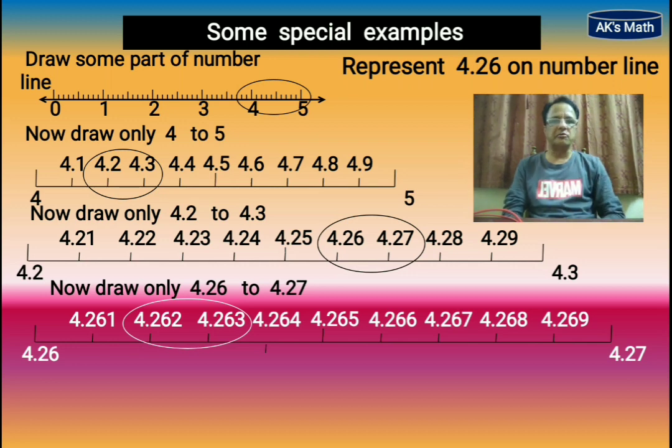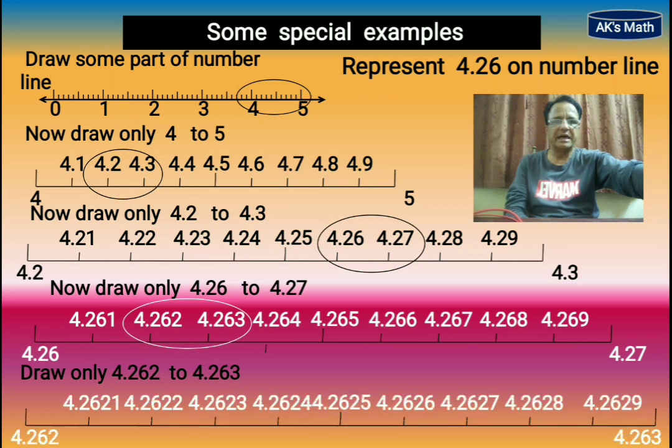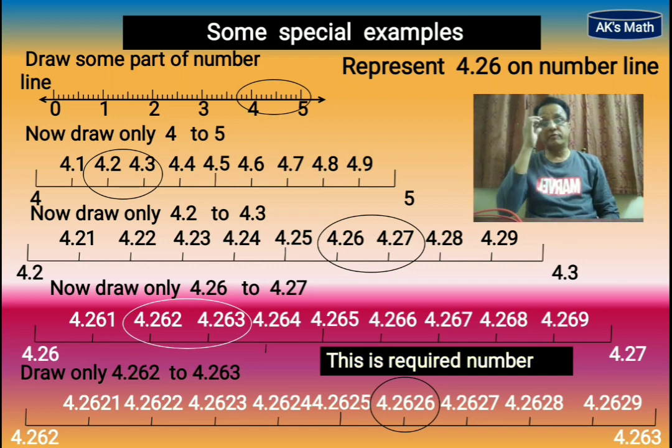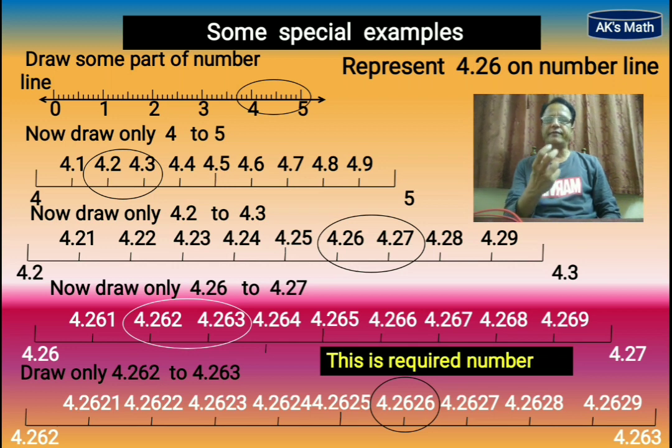So again you have to visualize and enlarge that particular part. It will be like this: 4.262, 4.263, and 4.2621, 4.2622, 4.2623. In this way, you enlarge that part and now find your number. Your number is here. This is 4.2626. So this is the required number. In this way, you can represent a recurring number on the number line.